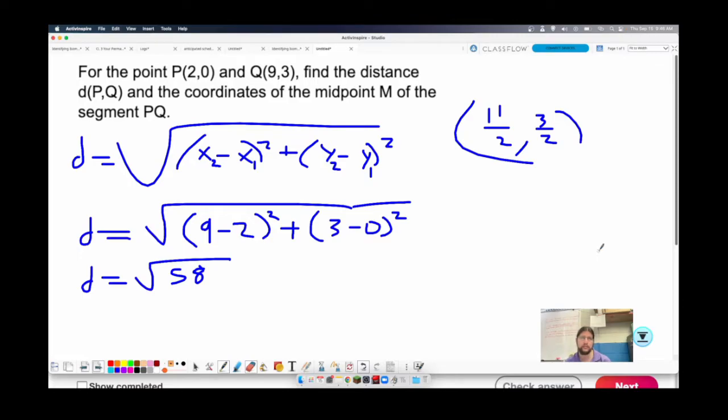No, you're talking about the slope formula. That's a completely different formula. The midpoint formula: you average your x's and you average your y's.